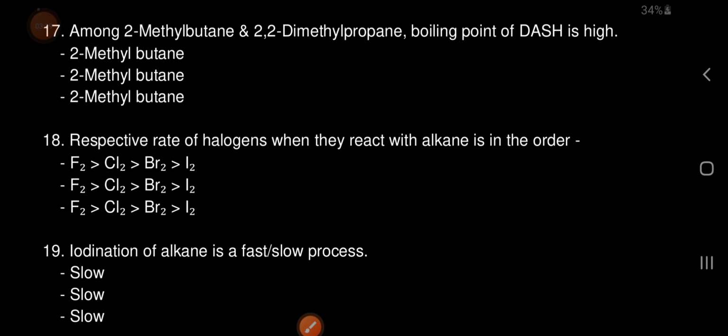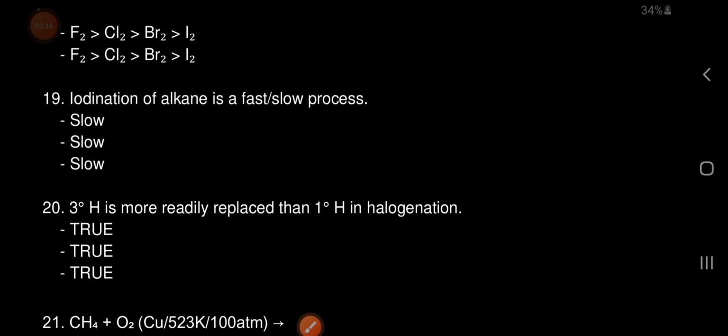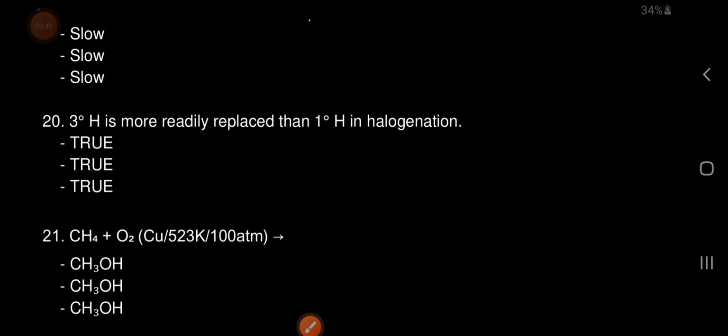Reactivity of halogens when they react with alkane is in the order: F2 greater than Cl2 greater than Br2 greater than I2. Iodination of alkane is a fast or slow process? Slow. 3 degree hydrogen is more readily replaced than 1 degree hydrogen in halogenation.